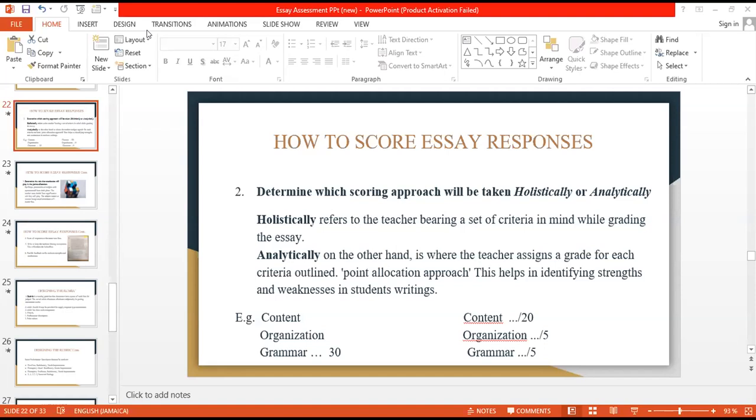Okay. So the difference now with the analytic is that? With the analytic now, they assign a specific grade for each criteria that they have. So in English, they might ask the students to write, say, a letter.